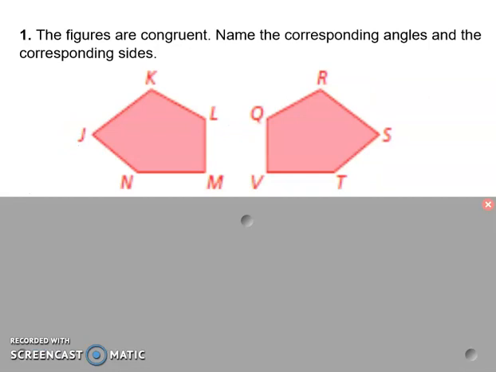So in here, I want you to try it out on your own. It says the figures are congruent. Name the corresponding angles and the corresponding sides. So jot down the two figures exactly the way they are and try and figure out the corresponding angles and corresponding sides. Now, the only difference here is that they're not facing the same direction. So in your mind, you kind of got to look at it and see, okay, where would it be if they were facing the same direction? All right, it's gonna be a little bit different than before, but I know you can do it.